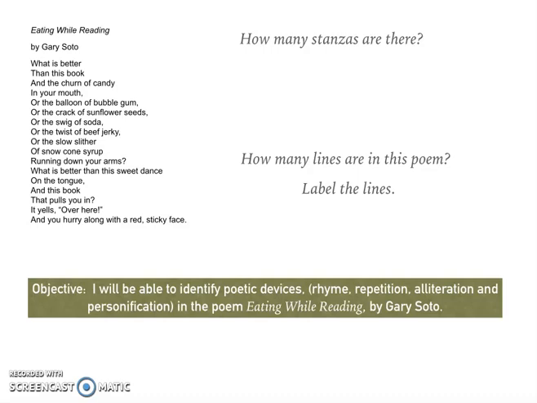Today we're going to do some poetry review using the poem Eating While Reading by Gary Soto. We're going to look for poetic devices in the poem such as rhyme, repetition, alliteration, and personification. These are all the poetic devices that we've learned about and practiced already, so that's why this is just a review. To start, how many stanzas are there in the poem Eating While Reading?